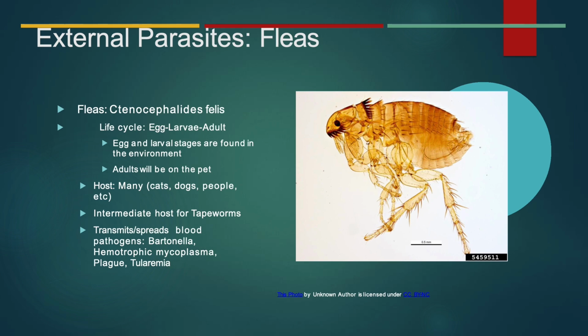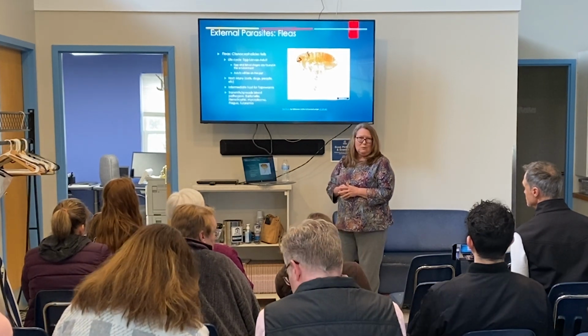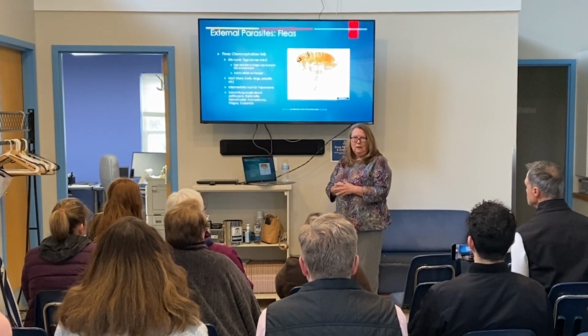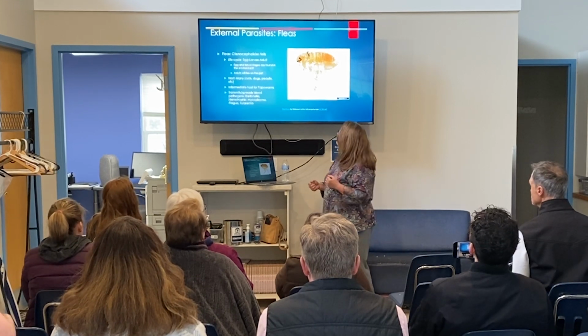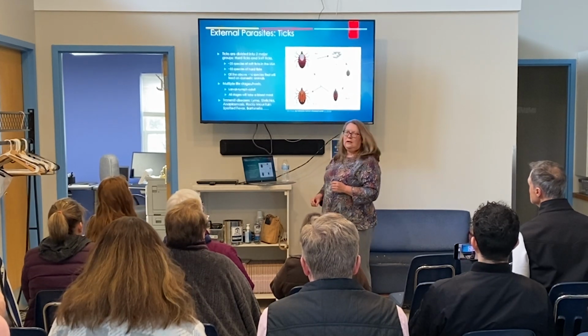Fleas are the intermediate host for tapeworms. I listed some of the other things they can spread. The ones we would be concerned about are Bartonella and the hemotropic mycoplasma. We don't see plague in this area, thankfully, but out west they do. Tularemia we can see in this area, we just don't see that much of it. It's actually a bacterial infection in rabbits, so cats killing rabbits can potentially get exposed to tularemia and then expose you to it. It is a zoonotic condition. So, any questions on fleas?